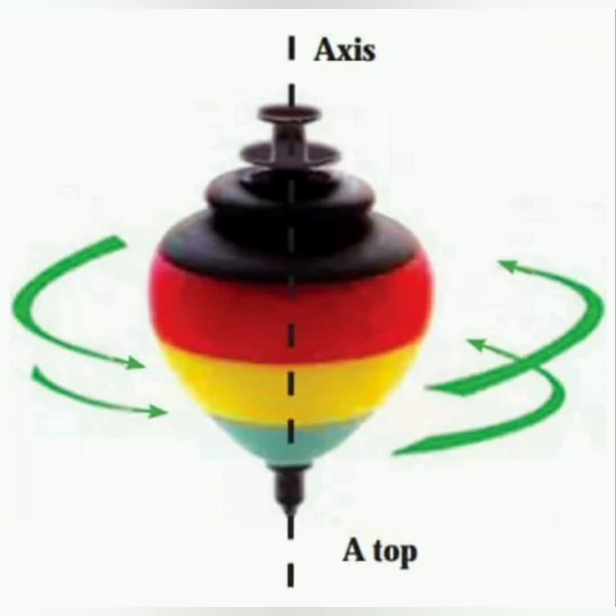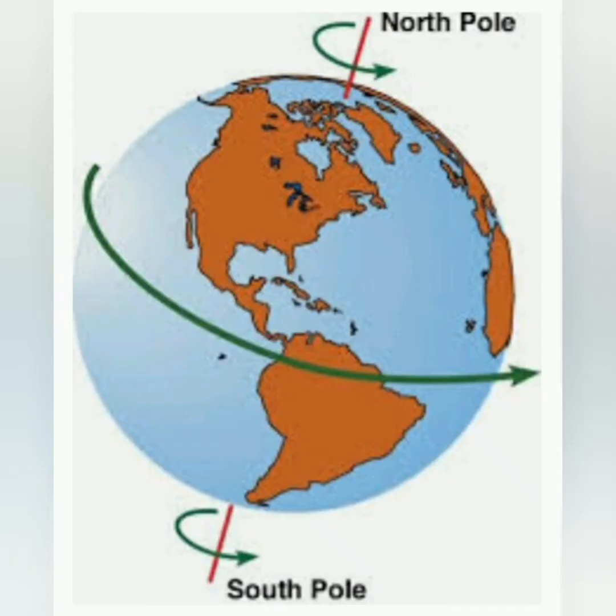Look at the screen, students. You can see an imaginary line around which the top spins, that is the axis of the top. Same like the top, the earth also rotates around its axis. You can see on the top we are having North Pole, and at the bottom we are having South Pole. And the earth rotates around its axis from west to east.